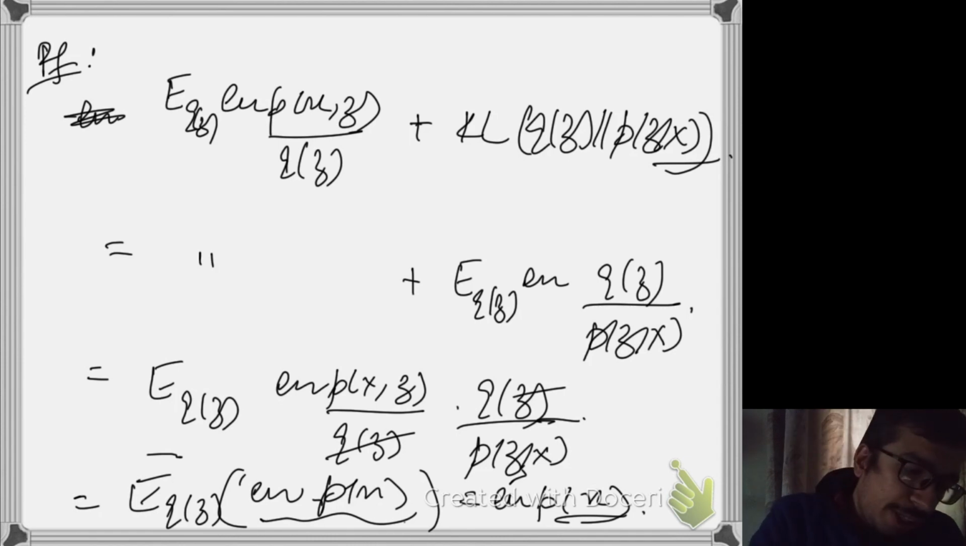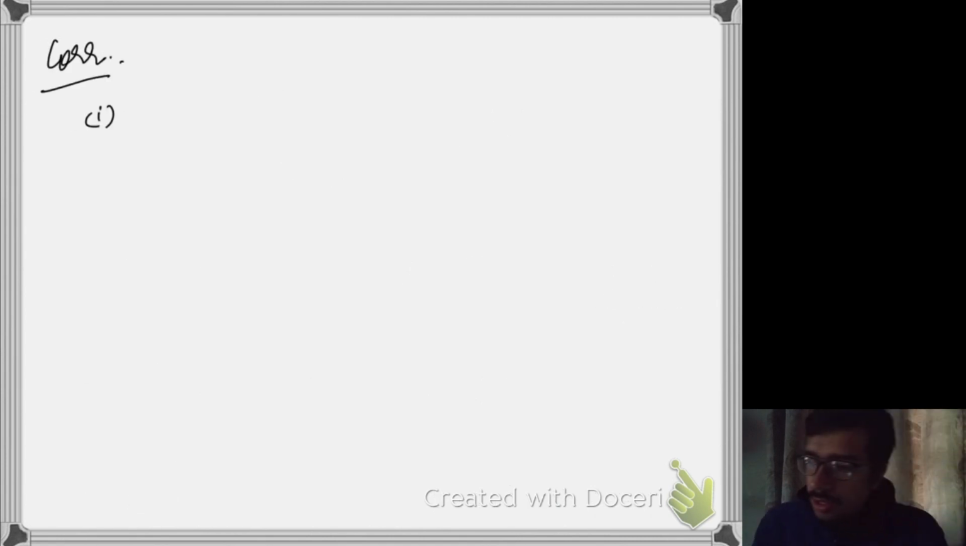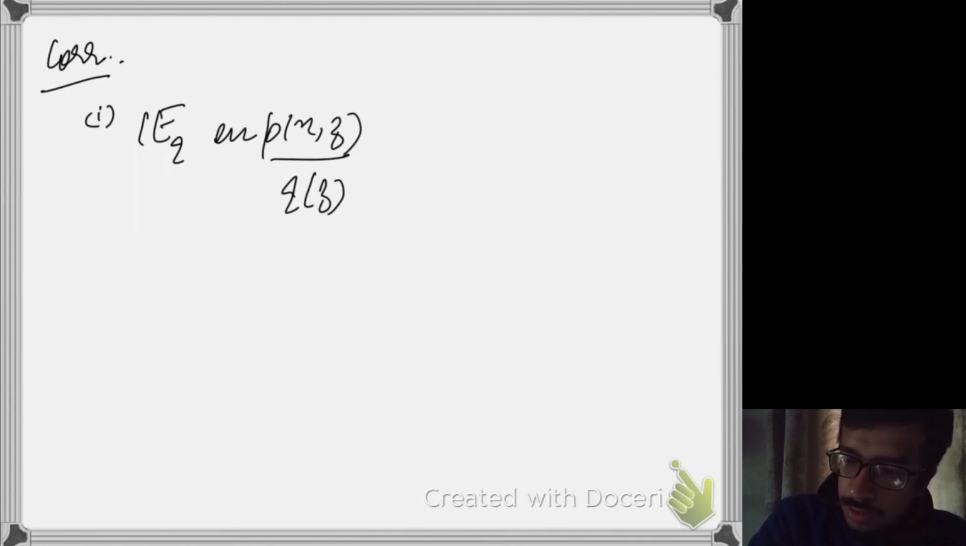So this holds true for any distribution q(z). And from this quantity, since KL divergence is a non-negative term, we get two corollaries. The first one is that the expectation over q of log p(x,z) by q(z) is less than or equal to log p(x).